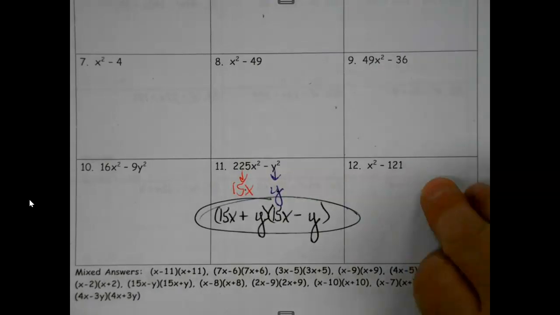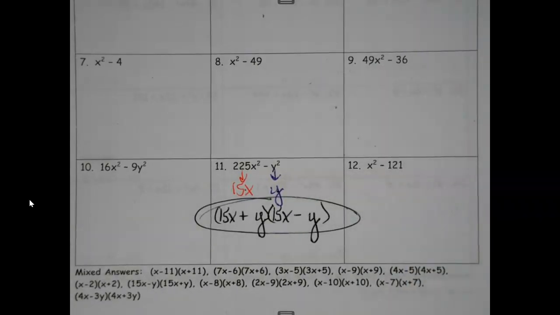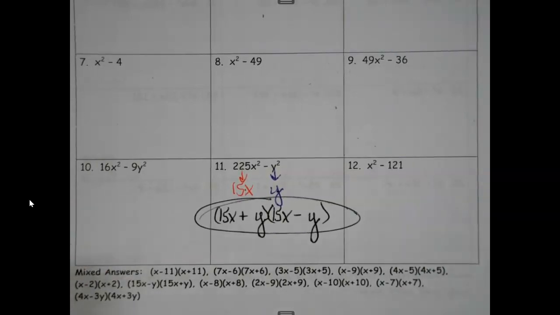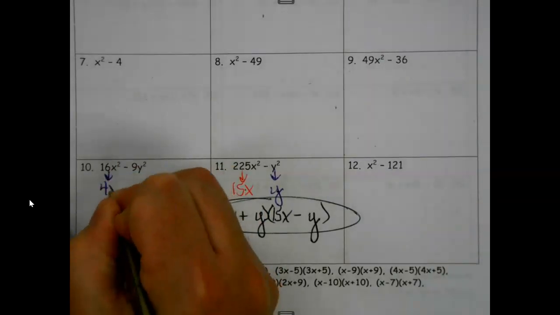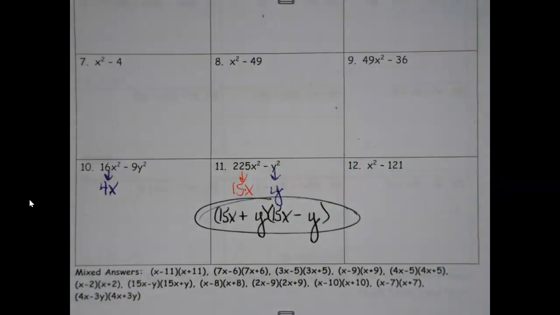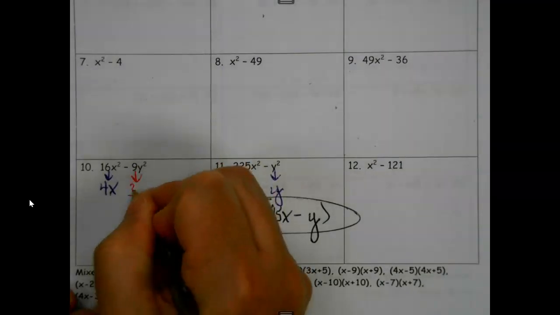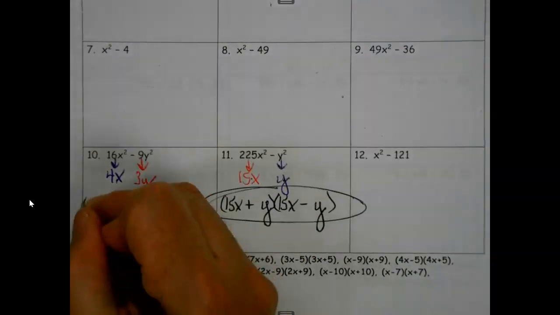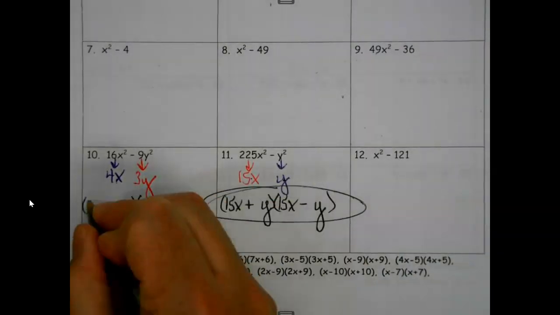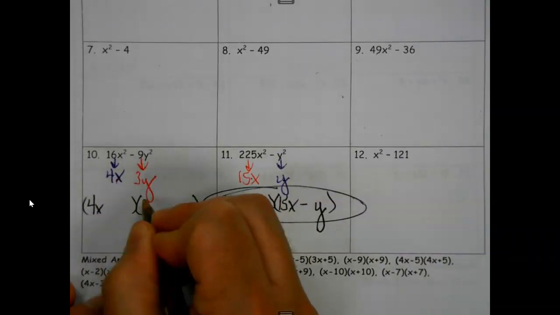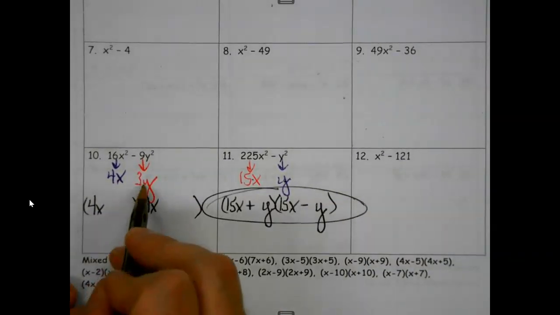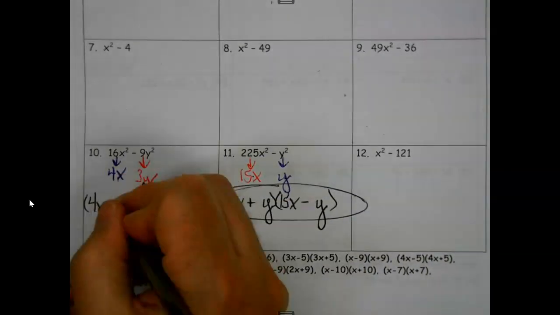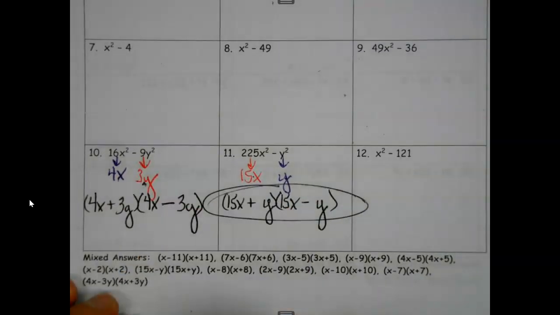One last thing on that. What about number 10? Okay. What do we square to get 16? 4. Don't forget my x. What do I square to get 9? 3. Don't forget your y. Pattern's the same. Whatever your first term is goes first in both sets of parentheses. Whatever you got second goes second in both of those. 1 plus, 1 minus.